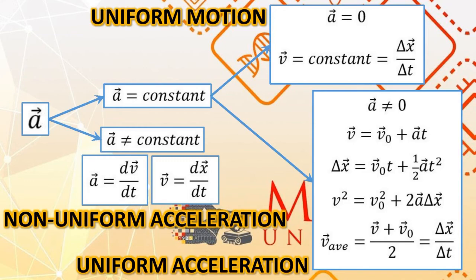And then you have the equation for average velocity. For uniform acceleration, the average velocity is simply the average of the final velocity and initial velocity, v plus v naught divided by 2. Average velocity is also equal to delta x over delta t.